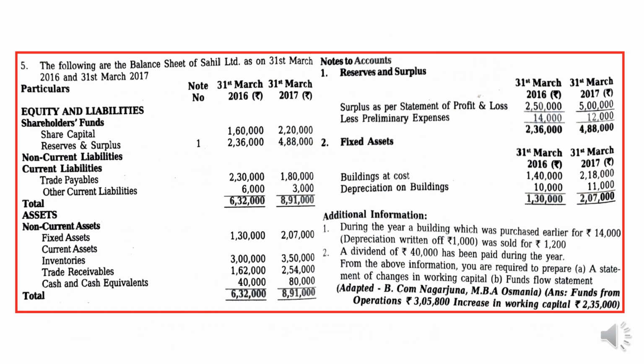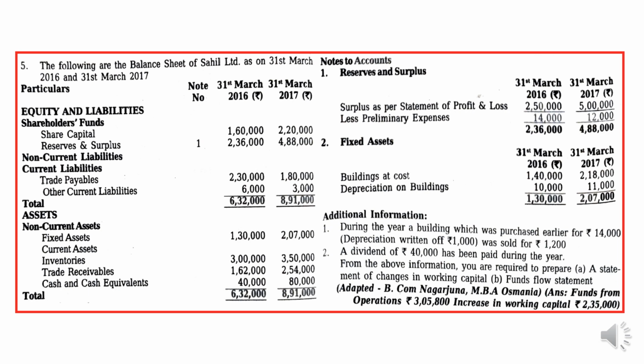If you see the question, we have been provided with the information. The following is the balance sheet of Sahil Limited as on 31st March 2016 and 17. Equity and liabilities: share capital, reserves and surplus, and current liabilities. Then total assets: non-current assets, fixed assets, current assets, inventories, trade receivables, cash and cash equivalents. Under notes to accounts we have reserves and surplus, then fixed assets. In the fixed assets you can find building at cost, and depreciation on building is also provided; in the sense the asset value as well as the provision for depreciation, both we have been given, as well as in the additional information.